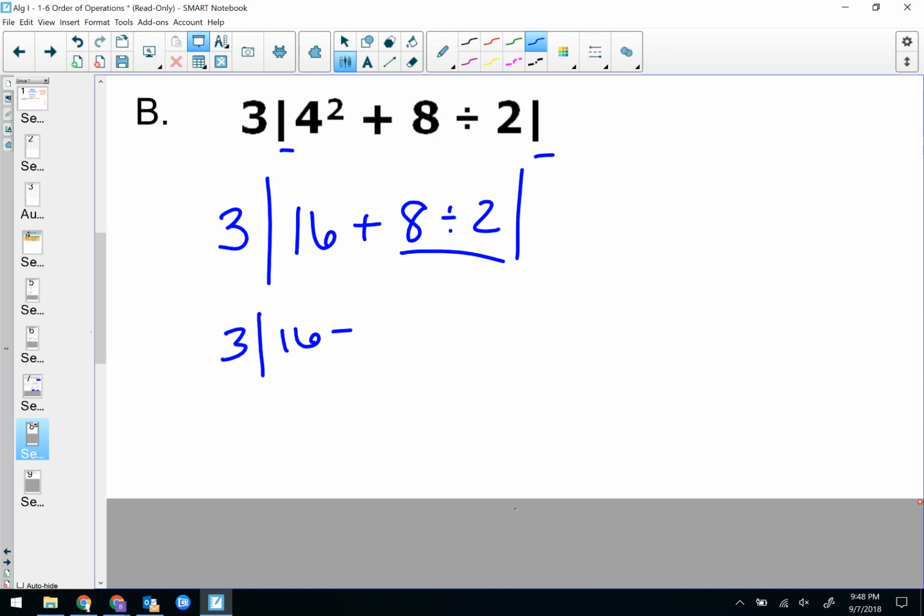3 absolute value 16 plus 4. Okay, so then I get 3 absolute value, oops, that's a 2. 20. Now remember, it's positive. It doesn't turn negative. Remember, it's distance away from 0. Distance is never negative. So it's really just 3. Operation there is multiplication. 60.